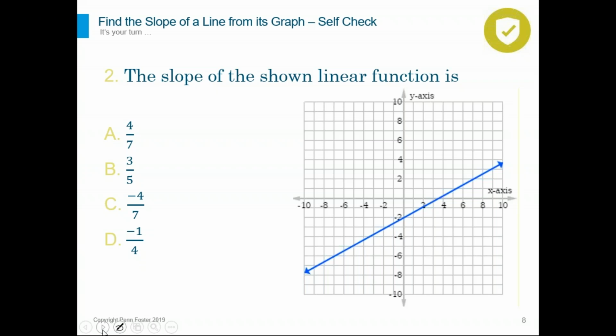Pick any 2 points on the line. One of the easiest points I see is here. It's up to you if you want to use it or not, but I would use this point since it's available on the graph. And this is (0, -2). You can choose another second point.